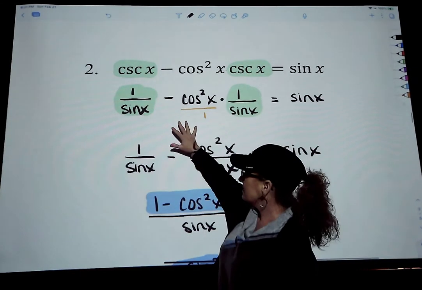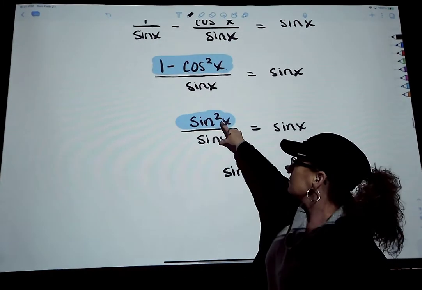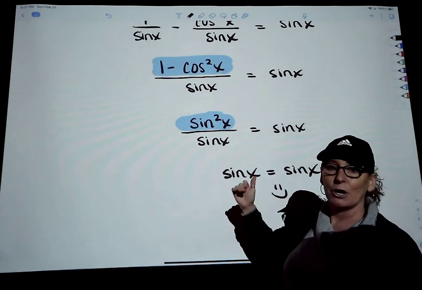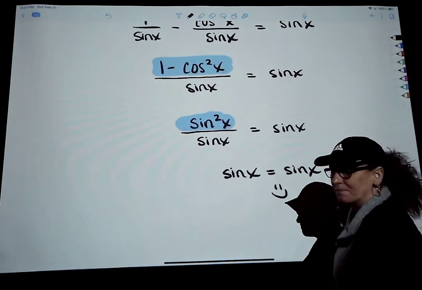I changed everything to sines and cosines. I used a Pythagorean identity. I did some canceling down here, and I got my left side to match my right side perfectly. Once you get to here, you know you're finished.